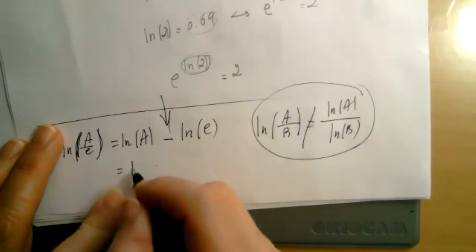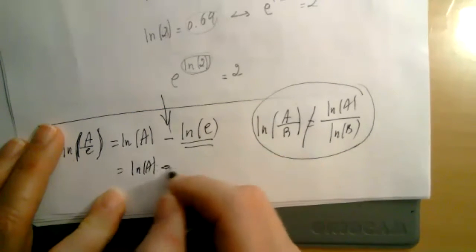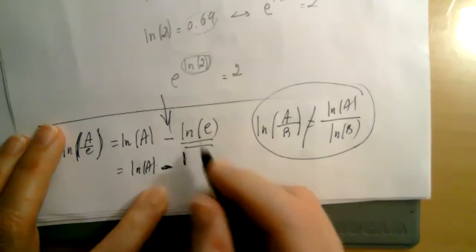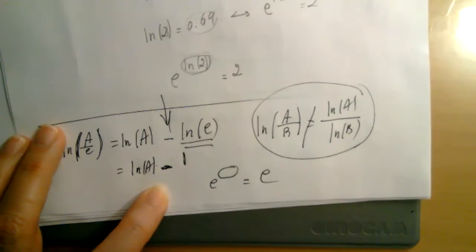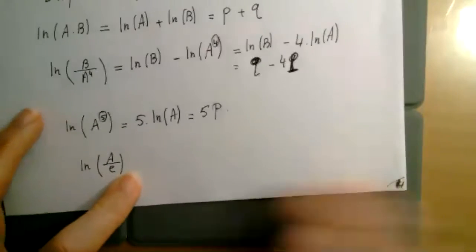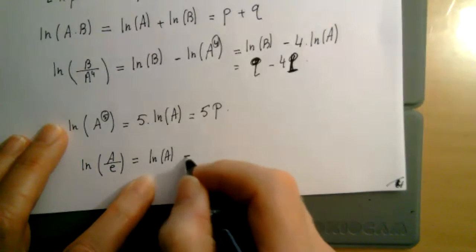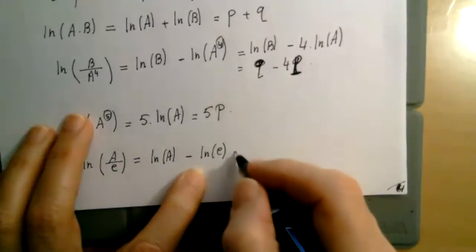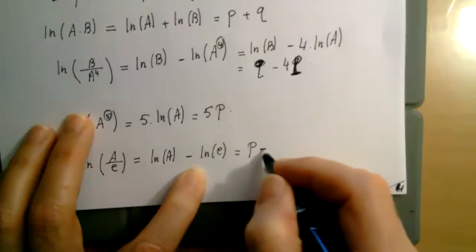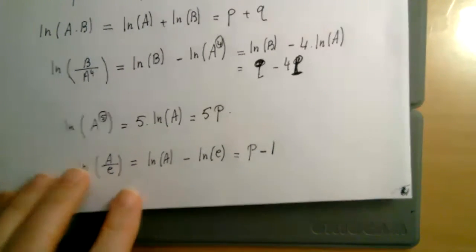But what's ln of a? We know it is p. What's the ln of e? And that's 1. Crucial. Because ln of e is the power to which e should be raised to get e back. It's 1. Okay, so we write this down again. This is the ln of a minus the ln of e. The ln of a is p, minus the ln of e, which is 1. And we get p minus 1.